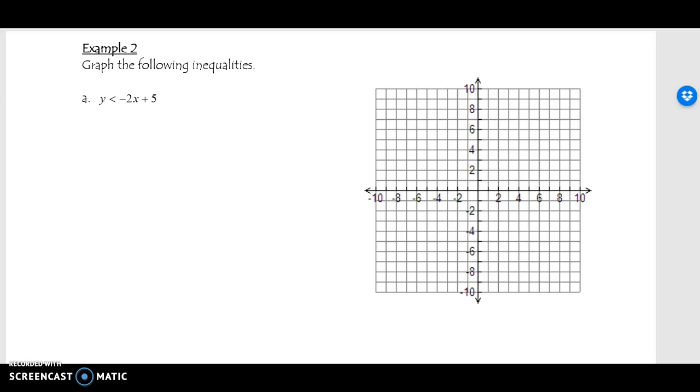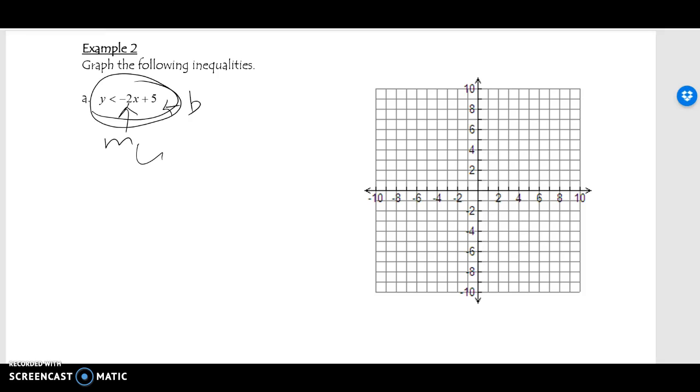Alright, so here's a couple extra examples of what we did today in case you need some extra work with this. First one is a linear inequality example. So we see that we have this line. It's in slope-intercept form. We should identify the slope is -2 and the y-intercept is 5.